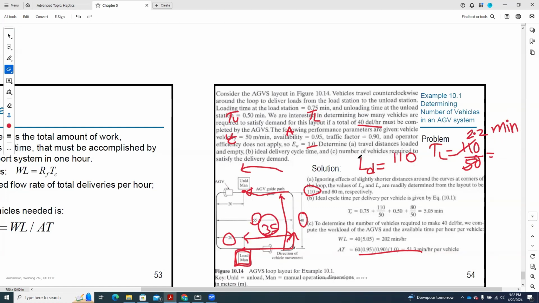And now the empty. After the unloading, it has to travel again to the loading station, using this path because it travels counterclockwise. All right, so using the same distance numbers here.